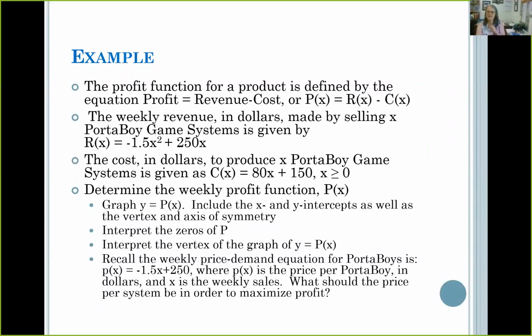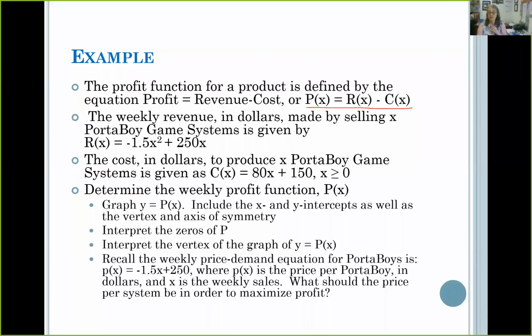So let's take an example. Let's go back to our Port-A-Boy gaming system. We know the weekly revenue. We found this earlier in the week. Weekly revenue is given by negative 1.5 times x squared plus 250x. The cost function is 80x plus 150. And we're going to look at the profit. Now, the profit function is given by the revenue minus the cost.